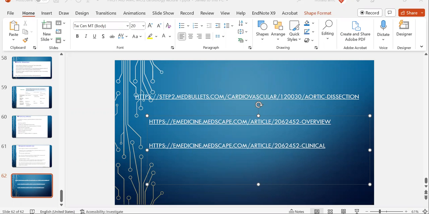Prinzmetal angina is totally different from unstable angina. Unstable angina means coronary artery having atherosclerosis.